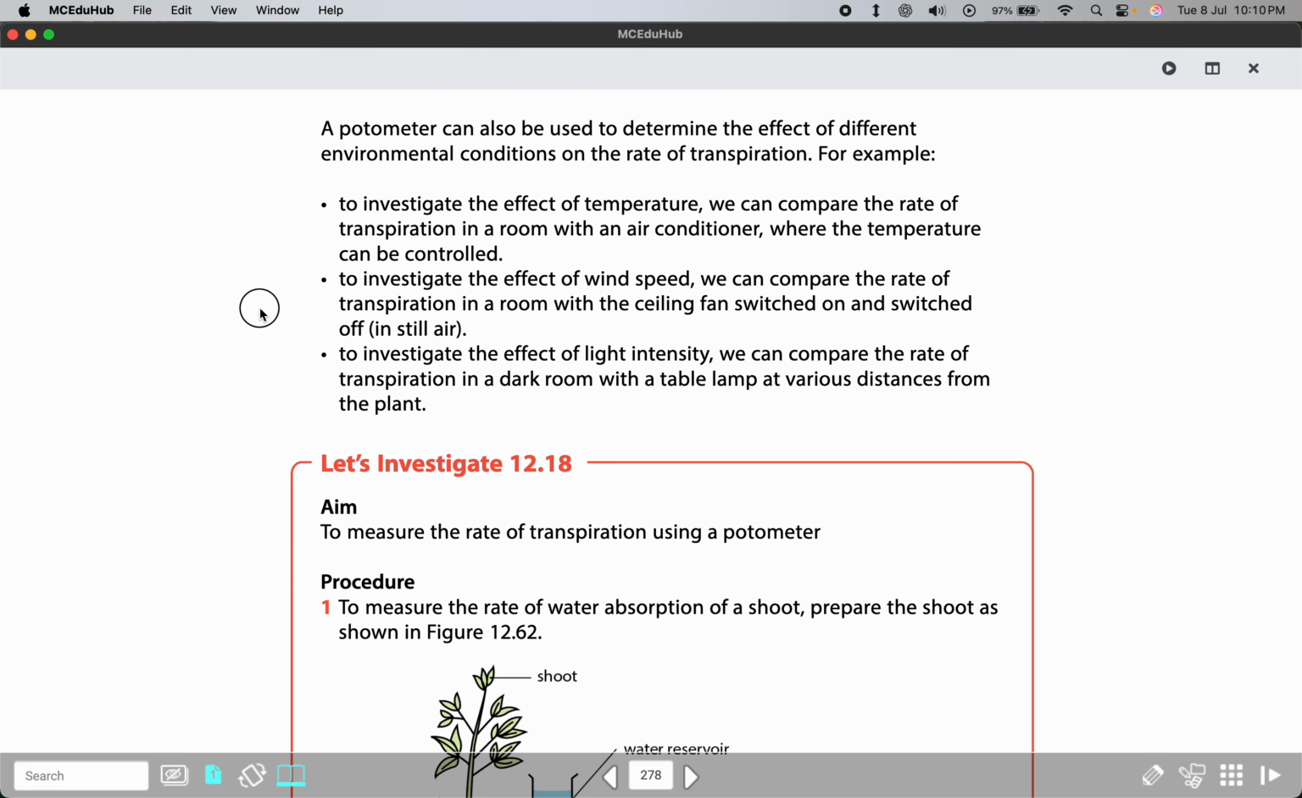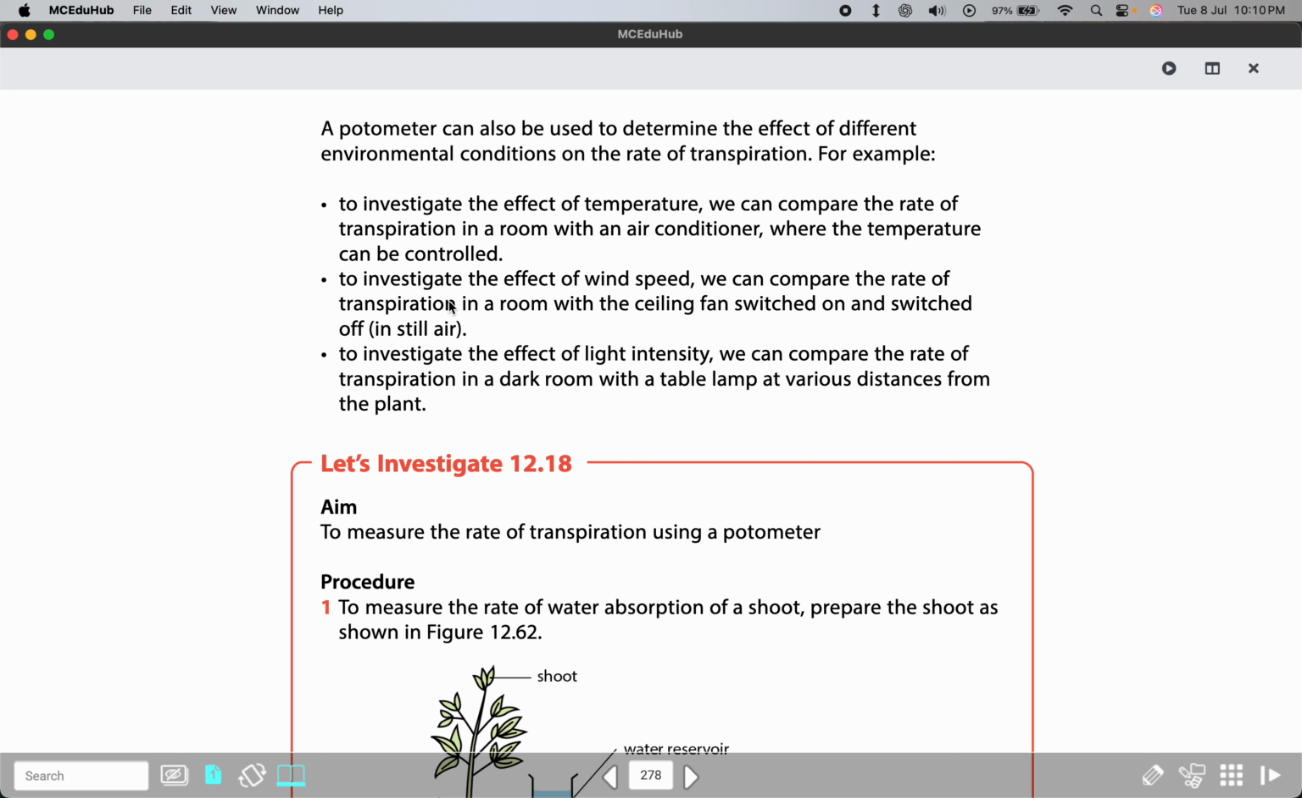A potometer can be used to determine the effect of different environmental conditions on the rate of transpiration. For example, you can measure the effect of temperature on the rate of transpiration. You can use a room with an air conditioner where you can control the temperature of the room. Maybe you can set 5 different temperatures: 30, 25, 20, 15, 10, something like that. I don't know if the aircon can go that cold, but I just imagine.